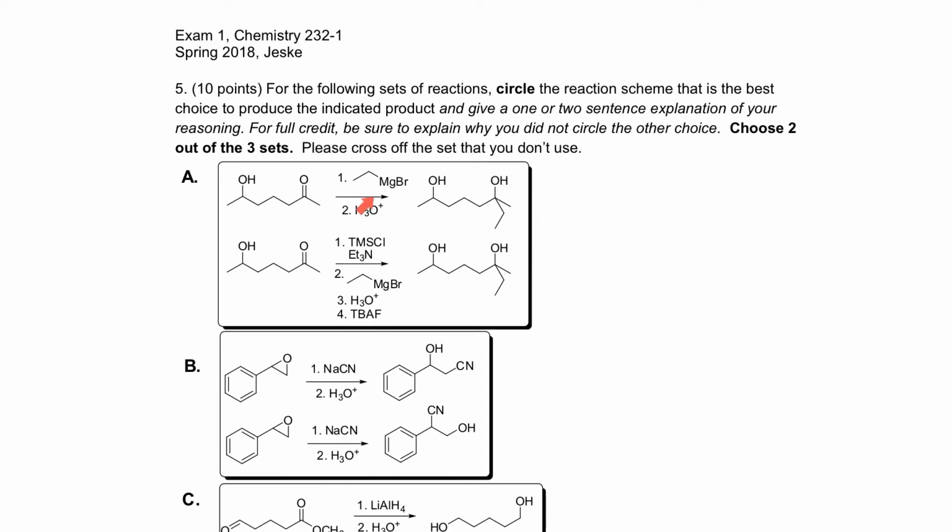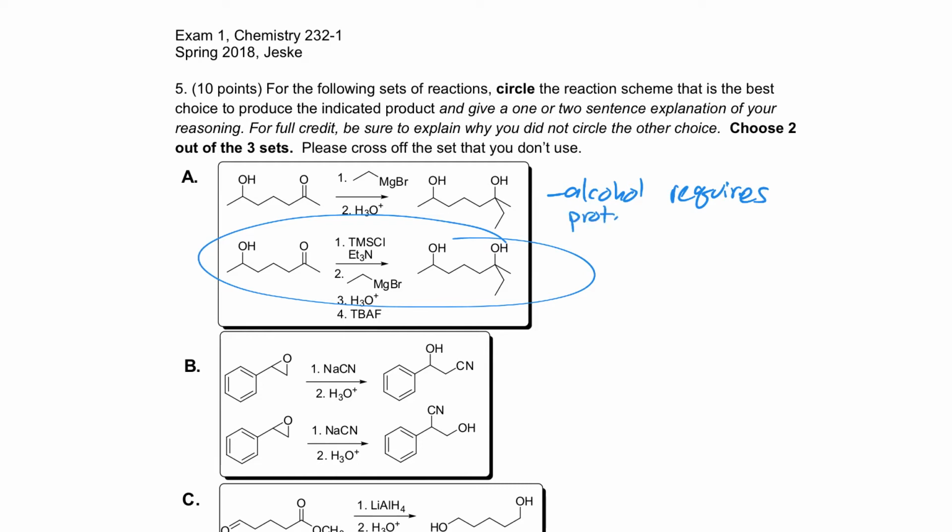Well, most of you remembered that Grignards will react with alcohols much faster than they will react with carbonyl species. So the top reaction would probably result in this ethyl Grignard being protonated to form ethane and not reacting with the carbonyl. So it's much better to protect the OH, then do the Grignard addition, then deprotect everything. So we can say up here, alcohol requires protection before Grignard addition.